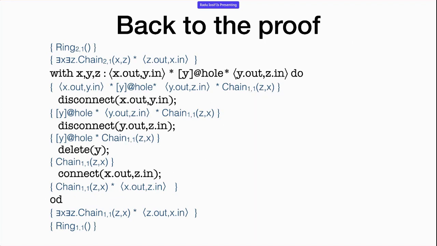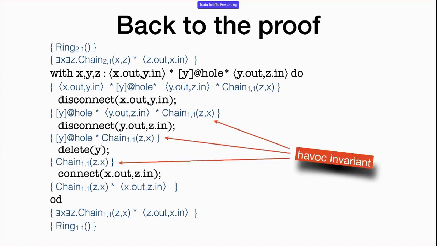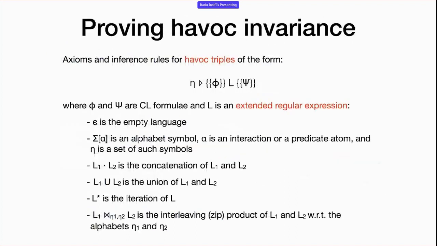However, the proof we have is not completely done yet, and it's not necessarily sound unless we have proved Havoc invariance for those intermediate assertions here. How to prove Havoc invariance?